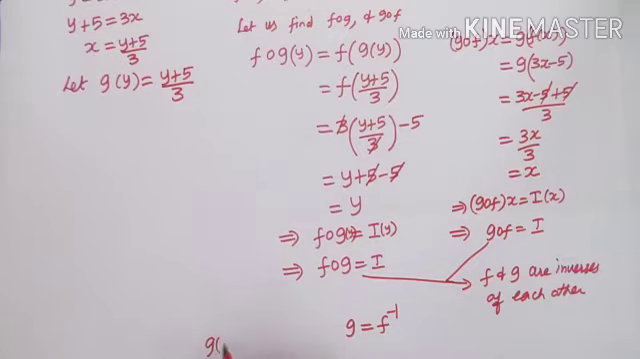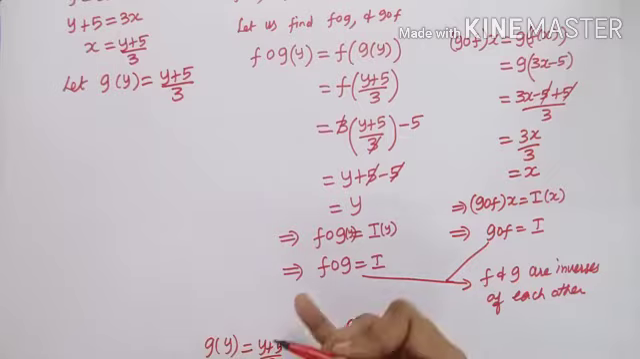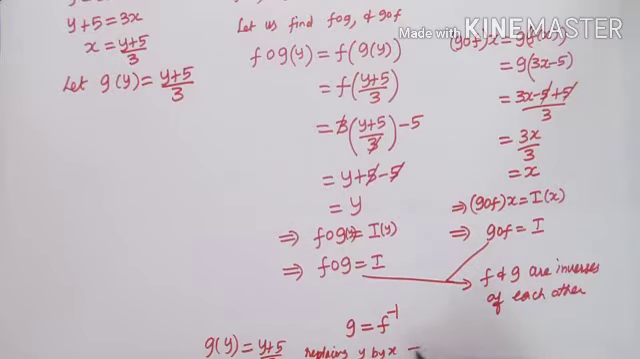What is g of y? We have written g of y is (y plus 5) by 3. Wherever y is coming, replace by x. So replacing y by x, we get f inverse of x is equal to, wherever y comes we are putting x, so it is (x plus 5) by 3.